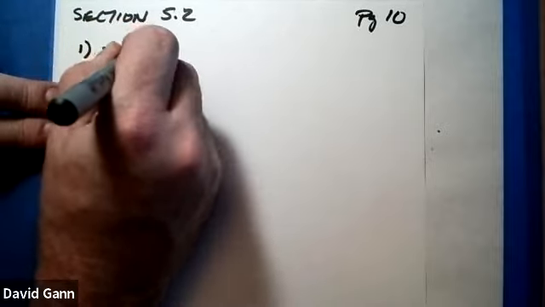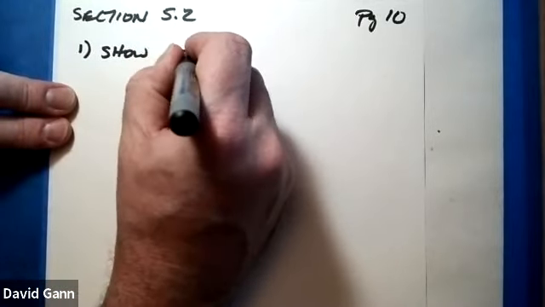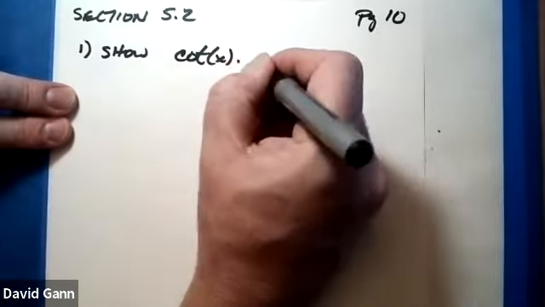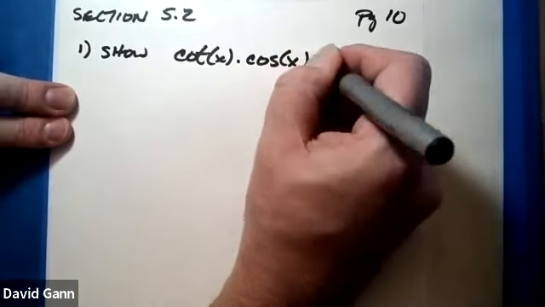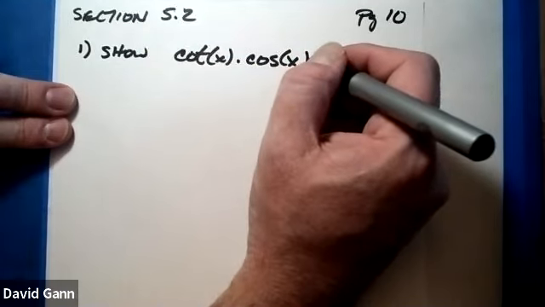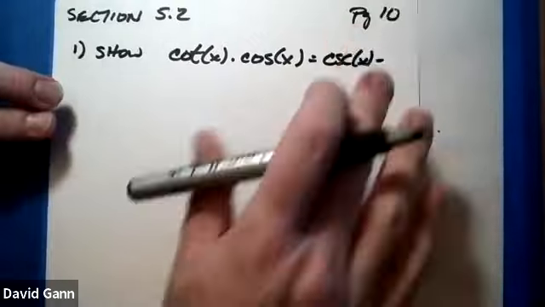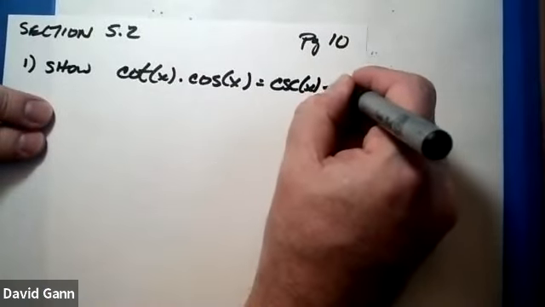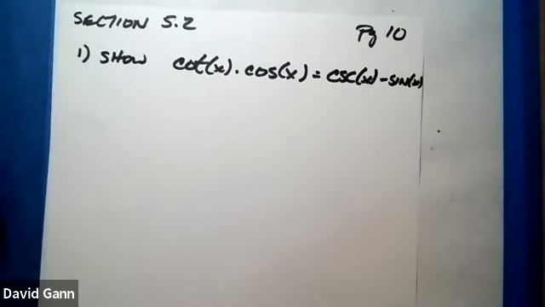Show that cotangent of x times cosine of x is equal to cosecant of x minus sine of x. Sorry about that, I got a little sandwich there.